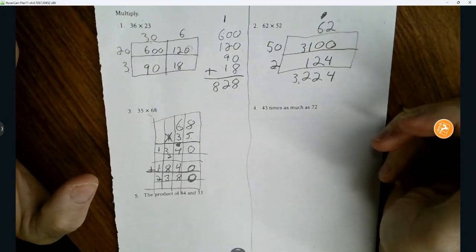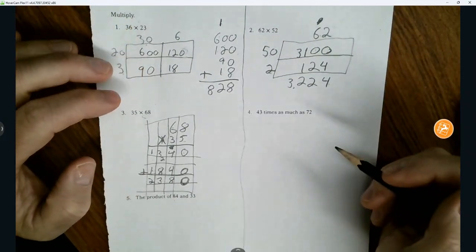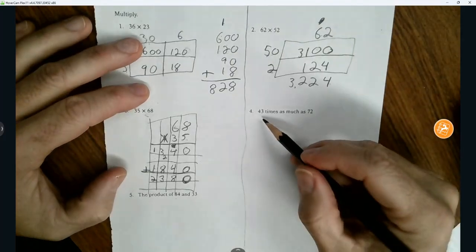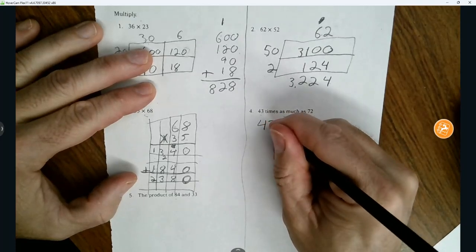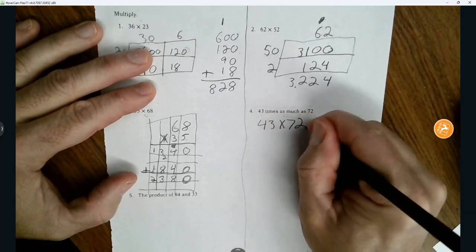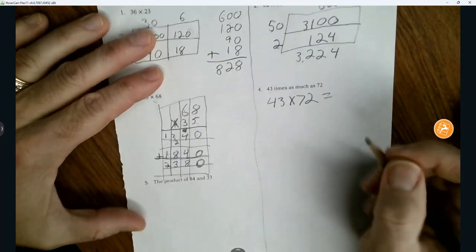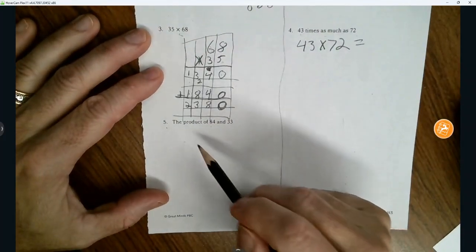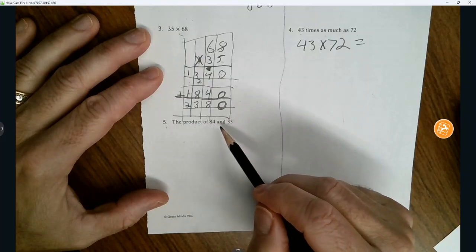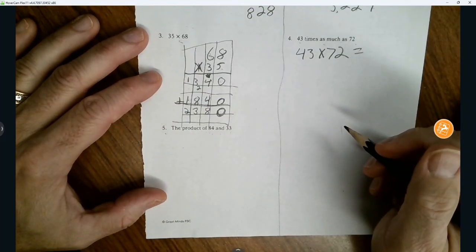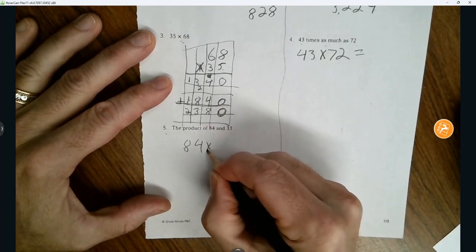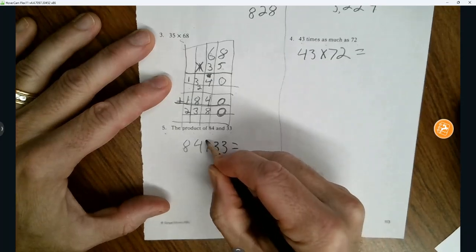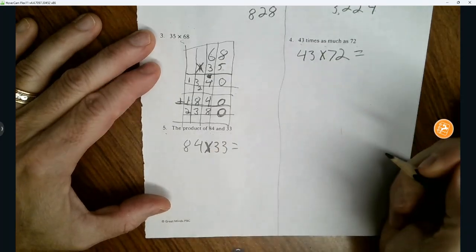All right, I helped you with 3. I showed you 3 different ways. The next 2, those are on you to figure out how you do it. All right, this says 43 times as much as 72. All they're telling you is 43 times 72. That's it. Solve that one. Number 5 down here. The product of 84 and 23. Well, the product means the answer to a multiplication problem. So the product of 84 times 23. Okay, solve that one. You're on your way.